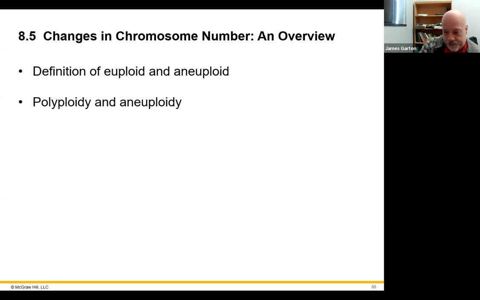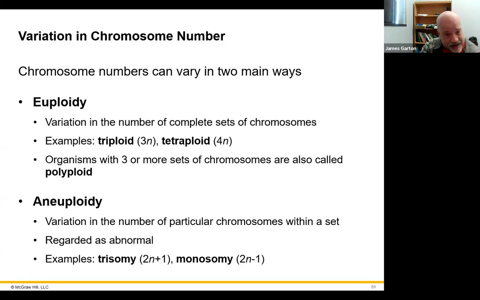Now, there is a definition of euploid, and there is a definition of aneuploid. And then there's a definition of what they call polyploidy and aneuploidy. Euploidy is the normal combination of chromosomes you find in an organism. And so an organism can be diploid, 2 copies of every chromosome. It can be triploid, 3 copies of every chromosome, tetraploid, 4 copies, etc.